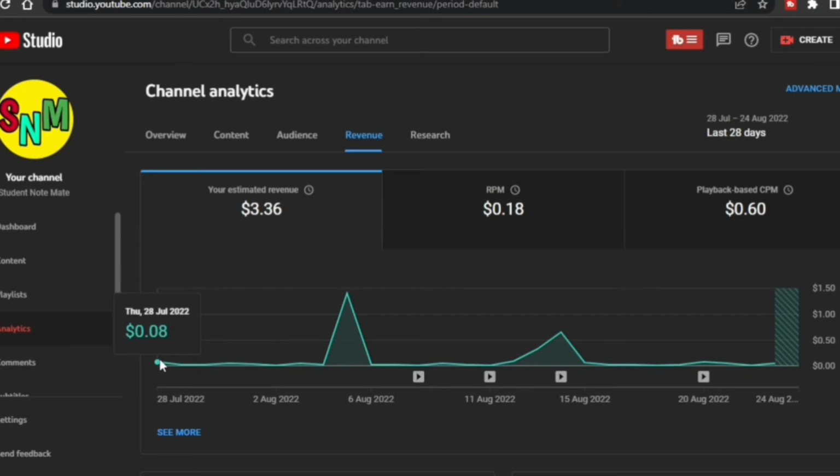On July 28 I got $0.08, and on July 29 $0.03. It is just basically fluctuating. And this peak over here on the 5th of August, where I got $1.41, was because I was trying the Super Chat feature on my YouTube channel, which had just become available for me, and I enabled it and gave a Super Chat to myself. So that's why this peak has gone so high.